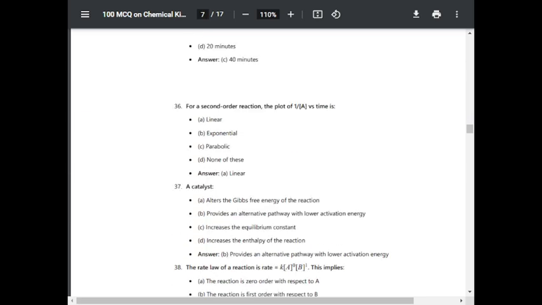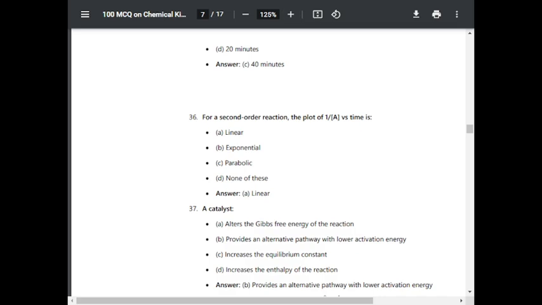Question number 36. For a second order reaction, the plot of 1/[A] versus time is: option A, linear; option B, exponential; option C, parabolic; option D, none of these. The correct answer is A, linear. Option A is correct.